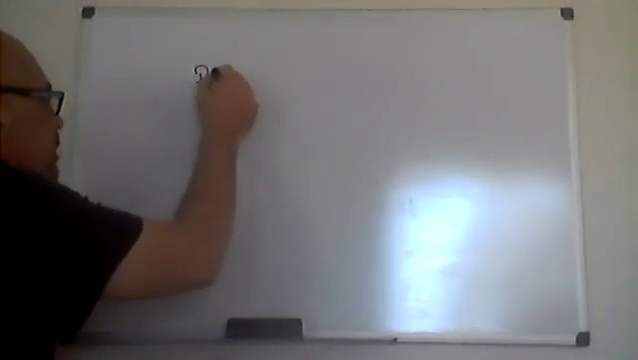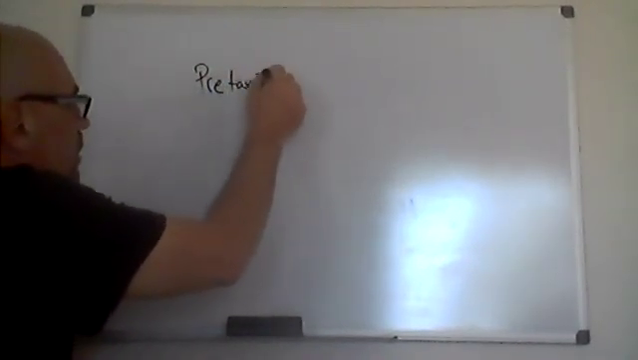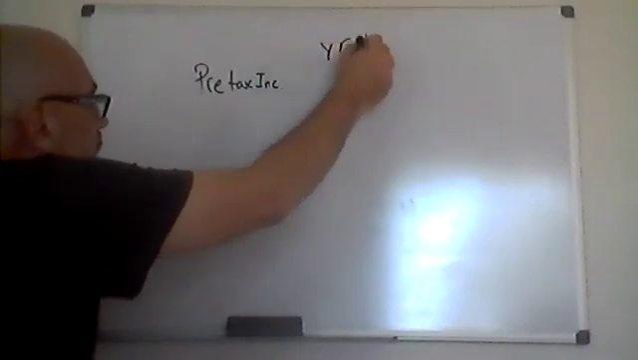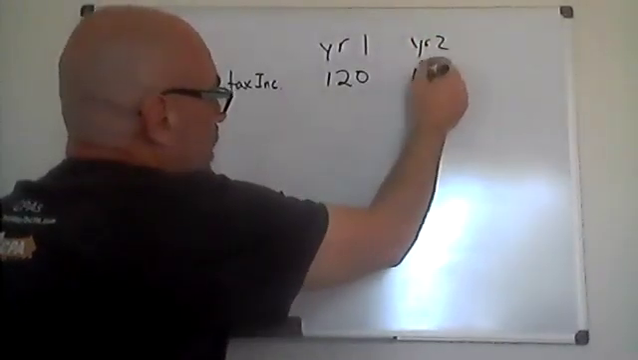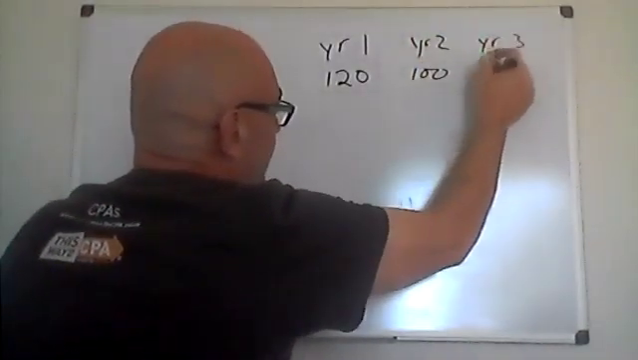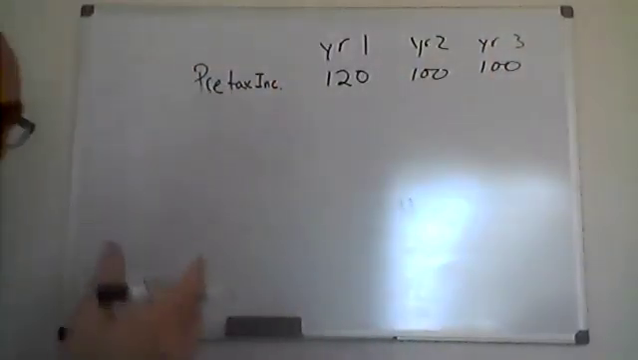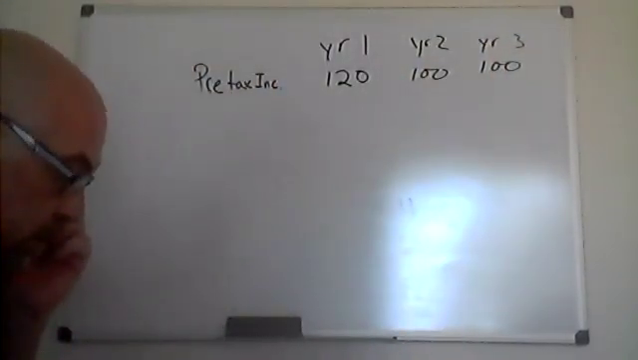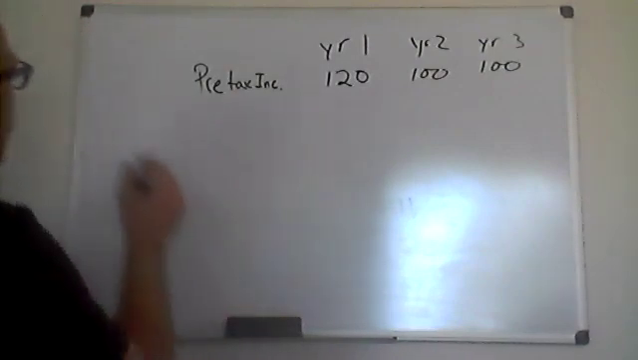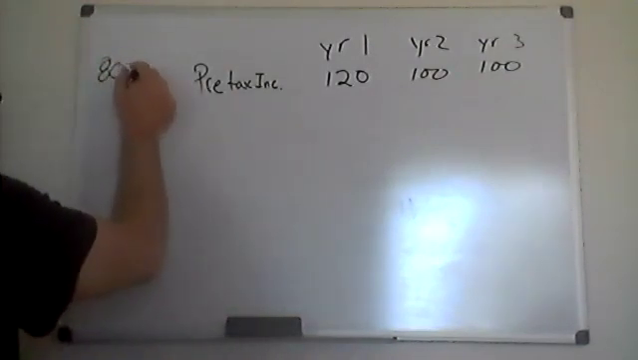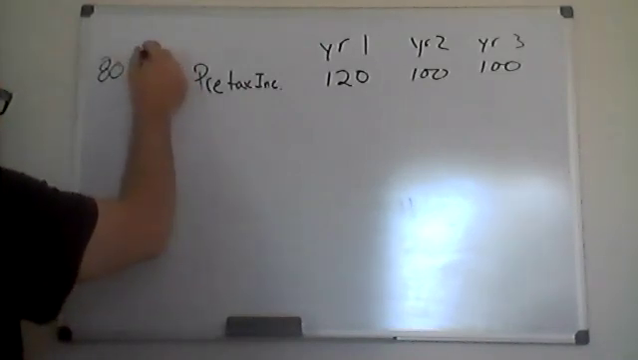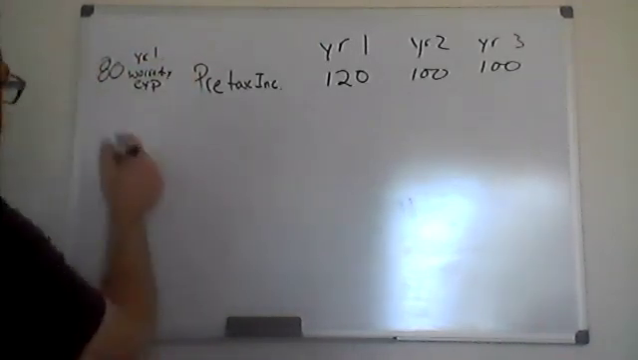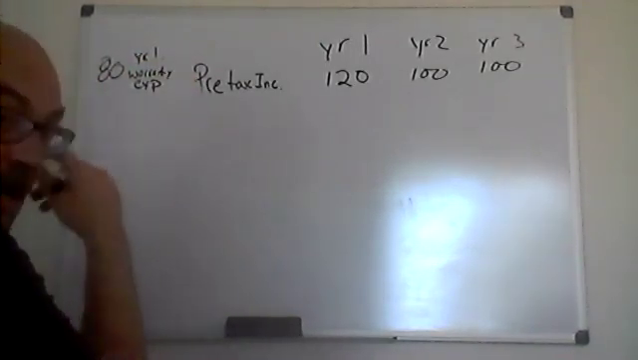Our problem states that we have pre-tax income in year one of 120, in year two of 100, and year three of 100. In year one, we sold products that contained a warranty. We estimated an 80 warranty expense for year one. These are facts that are given to us in the problem. This is what's on our slides.